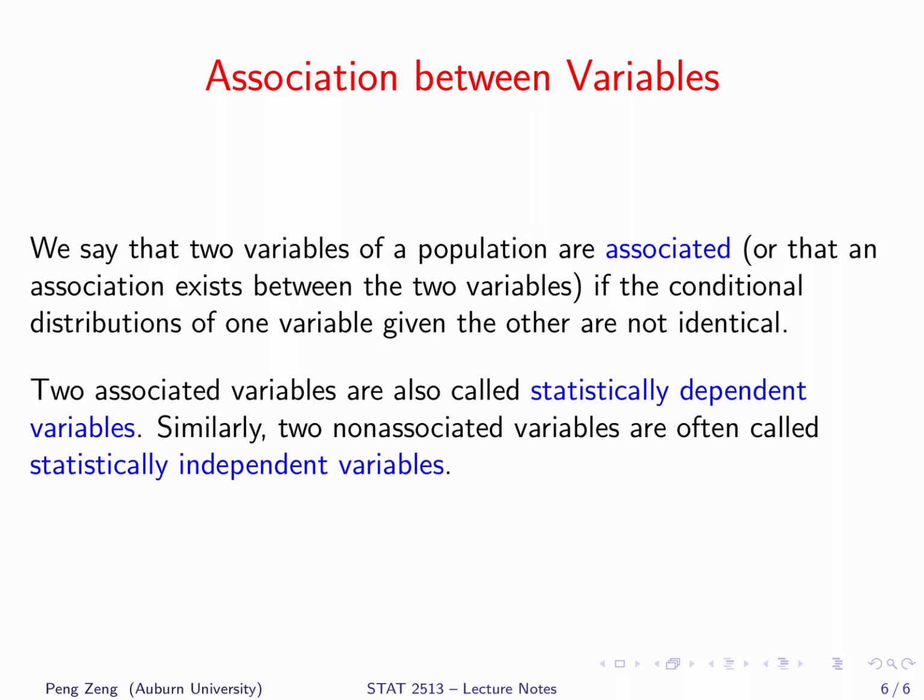We say that two variables of a population are associated, or that an association exists between the two variables, if the conditional distributions of one variable given the other are not identical. Two associated variables are also called statistically dependent variables. Similarly, two non-associated variables are often called statistically independent variables.